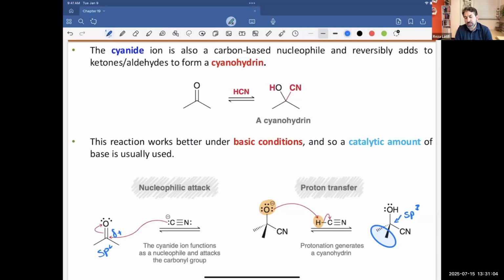But the question that I want to actually ask, or maybe you already asked yourself about it, is why should I care about cyanide? It's just a normal nucleophile that got added to a carbonyl. What's the point of learning the chemical reaction of cyanide with a carbonyl? Let's see how we actually got to cyanohydrin.